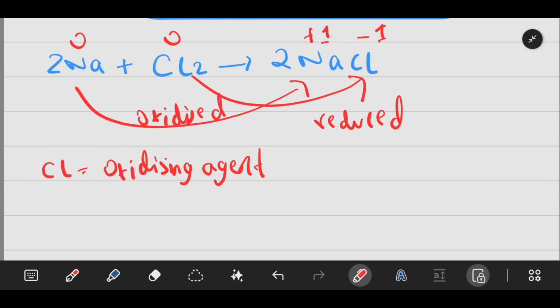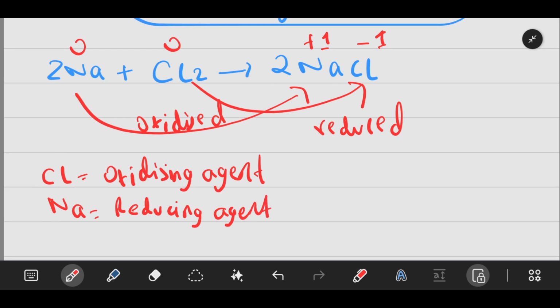In the same way, chlorine is getting reduced. Why? Because of sodium. Chlorine is only getting reduced because sodium is losing its electron, and chlorine is there to gain that electron. Chlorine is present to gain that electron. So we can say that sodium is a reducing agent.